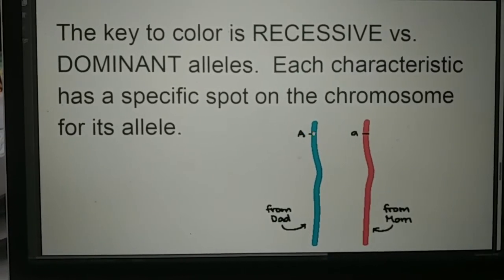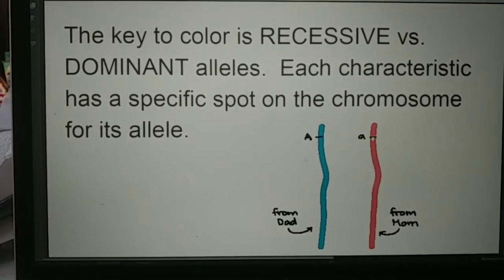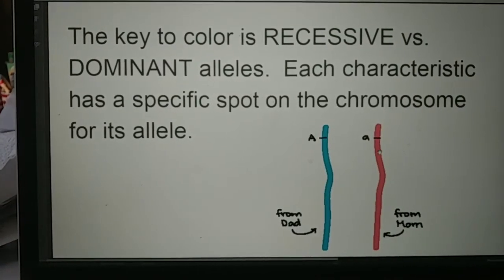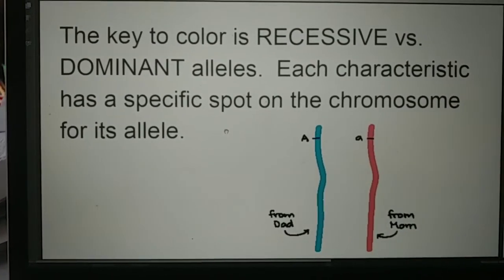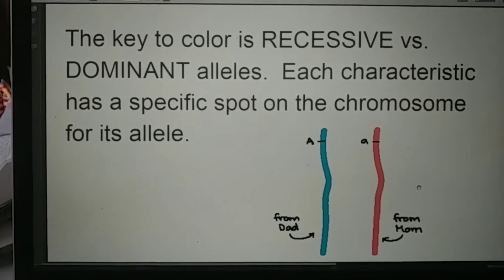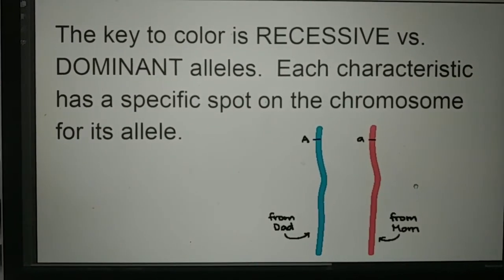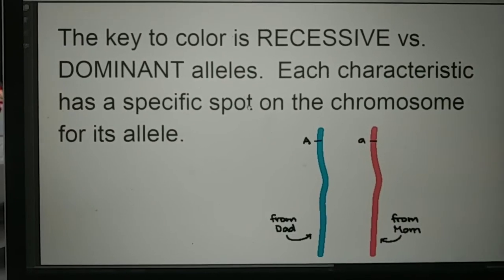So for example, this might be where color is located. For people, this might be where eye color is located, or hair color, or height. And genes can all work together. So we're not really going to get into all the genes working together. We're just going to stay very simple.